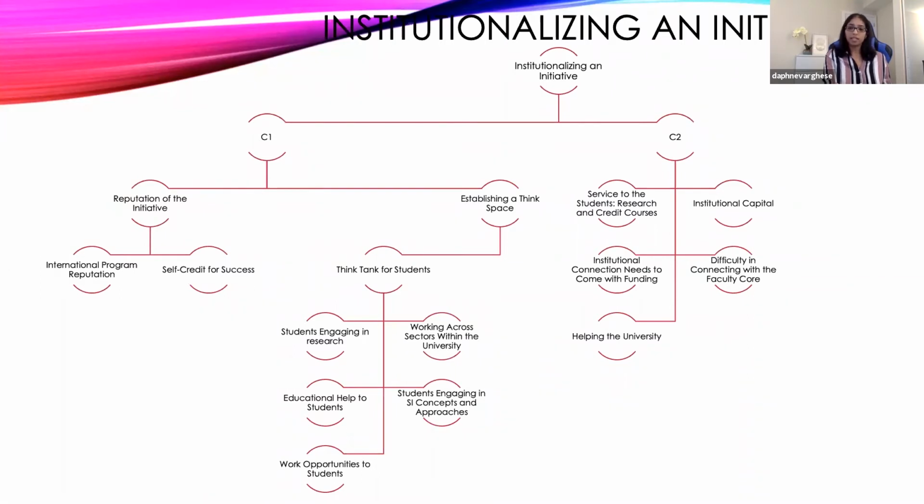With institutionalizing an initiative, C1 had a bit more reflection. Institutionalizing for C1 means establishing a think space in terms of a think tank for students. This includes students engaging in research, students working cross-sectorally within the university, providing education help to students, students engaging in SI concepts and approaches, and working towards making sure that students have access to work opportunities by getting certain skills. Institutionalizing for C1 was also expressed by the reputation of the initiative in terms of international program reputation and ensuring there is self-credit for the success.